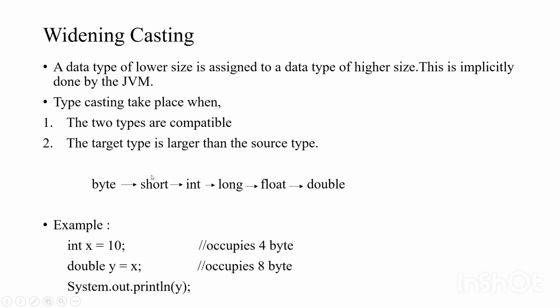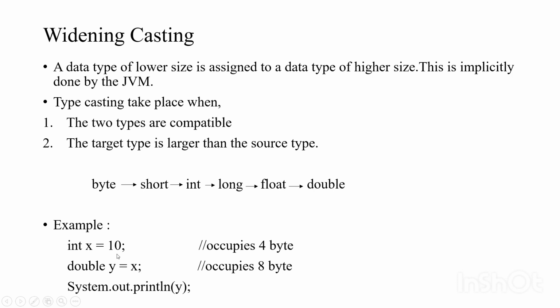So here an example is given. First of all we will see the example. Okay, so int x. As we know, int is of 4 bytes and double is of 8 bytes. So int x stores 10, and the double, which is of 8 bytes, stores the x. It means the lower size is assigned to the higher size, right?